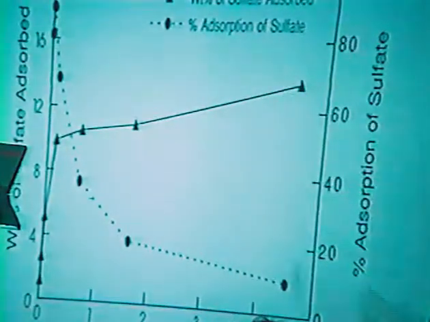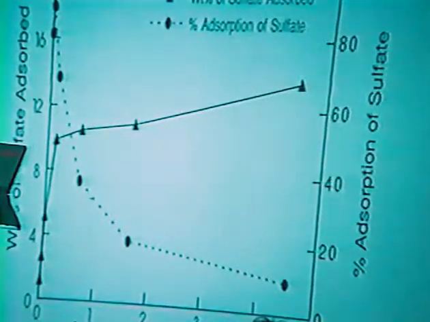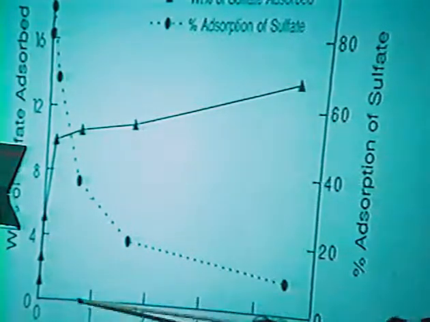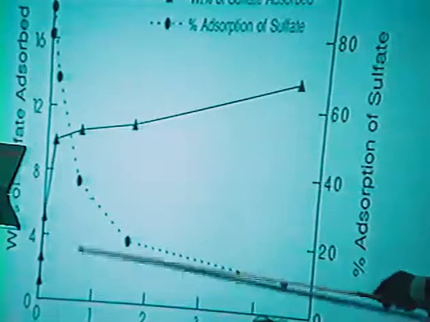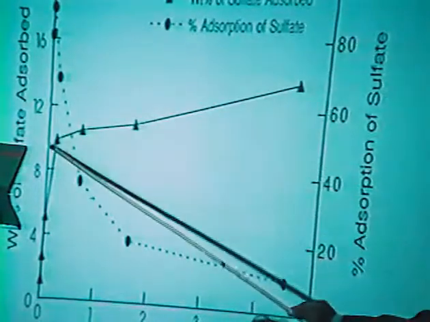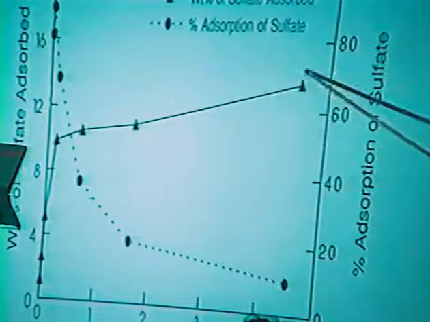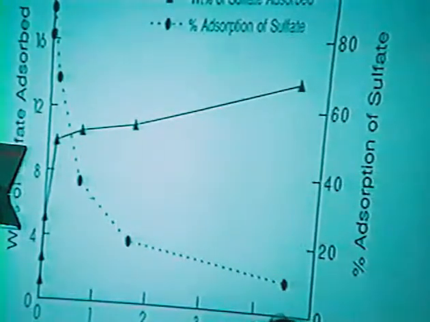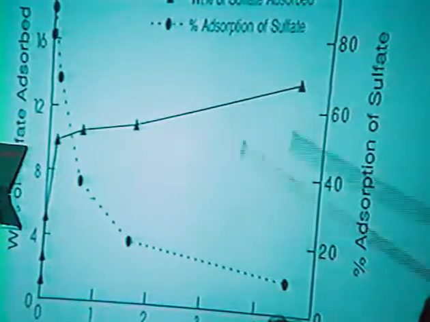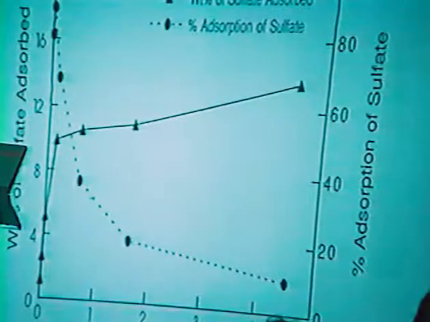This figure shows the adsorption of sulfate on the dried zirconia as a function of sulfuric acid concentration in the infiltrating liquid. As we know, as the concentration of sulfuric acid increases, the adsorption of sulfate also increases, and it appears to almost reach a saturation level, but it still increases slightly as the concentration of sulfuric acid increases. The percentage of sulfate adsorption gradually decreases as the concentration of sulfate increases.